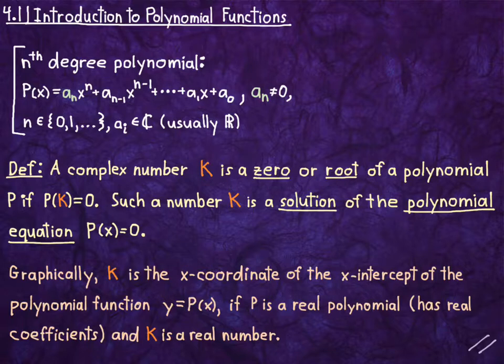Because if k is a non-real complex number, it won't be in the plane. So it can't be an x-intercept.